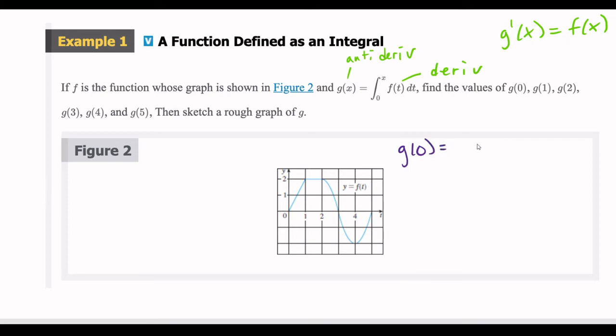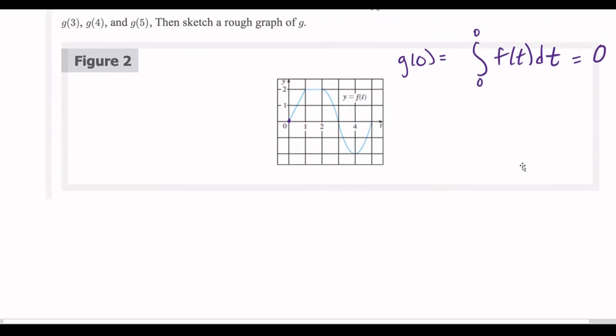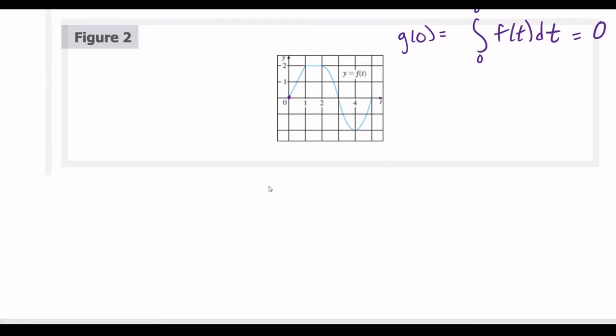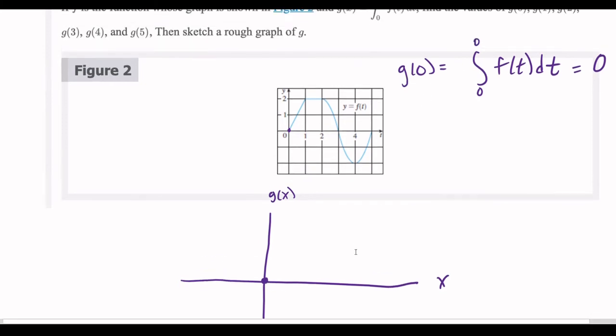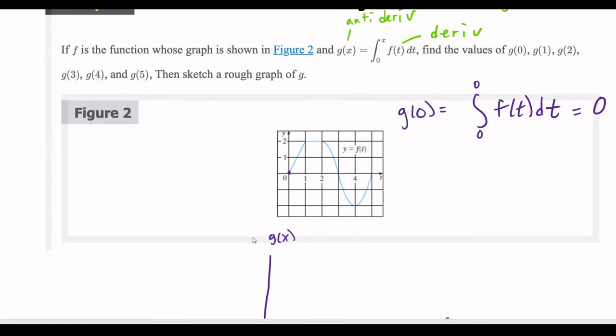So g of 0. How do I do that? Well, just plug into the integral. That's always your first step, especially when you're first feeling this out. So it's the area between 0 and 0. I know when I plug 0 into this function g, I get 0 out. So you could immediately start this off. Let's draw this out. Here's x, and here we draw g of x. So 0, 0. Because when I plug in 0, I get 0. I'll call this y equals g of x.